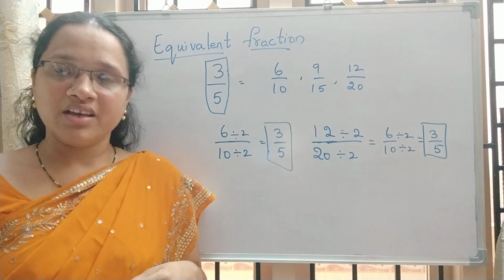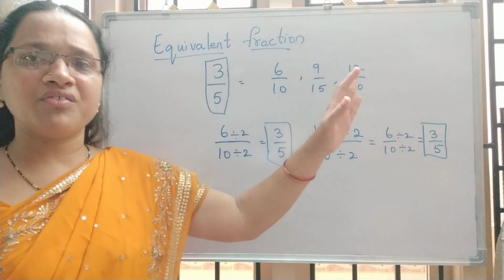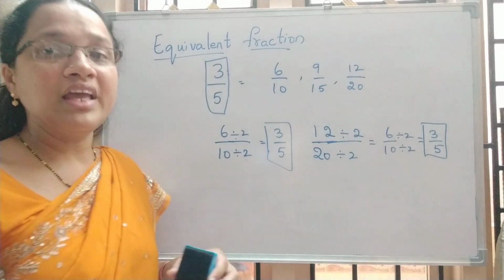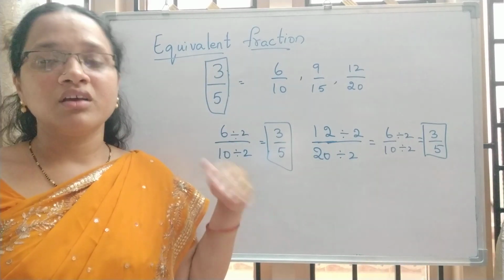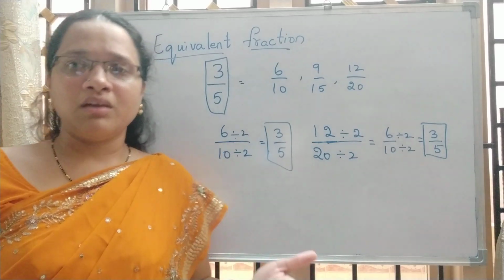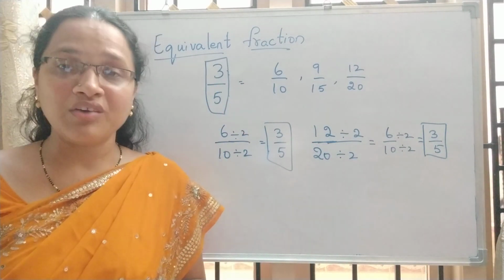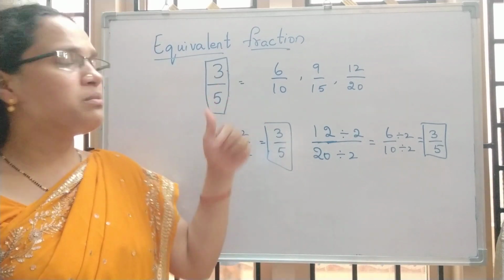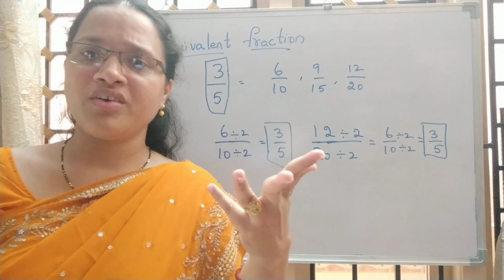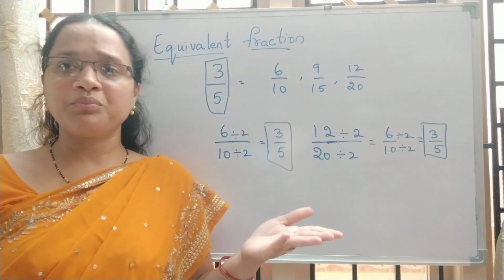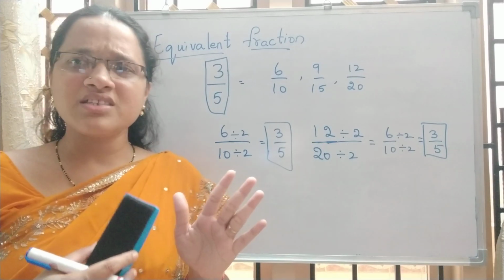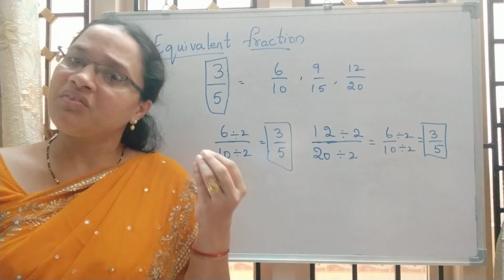Did you understand? So if you want to write equivalent fractions, you can simply multiply the numerator and denominator with any number other than 1. Suppose they have asked you to write 5 equivalent fractions, it means you can multiply with 2, 3, 4, 5, 6, up to your wish. It is not necessary to multiply only with these numbers. You can multiply with any numbers.